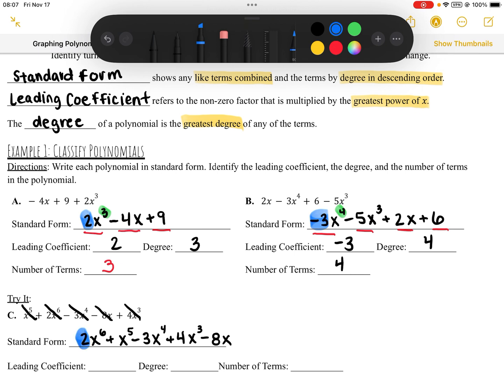Leading coefficient is my number in my first term, so that's going to be 2. My degree is the highest power, so my degree is 6. And then the number of terms, I have 1, 2, 3, 4, 5 terms in this polynomial.